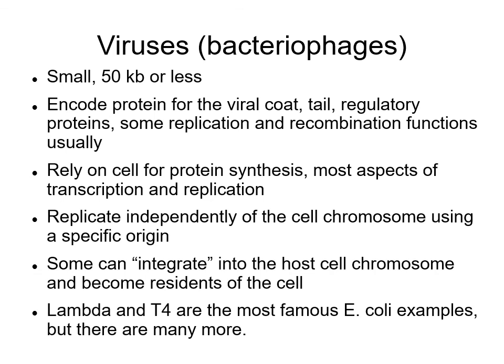They're generally 50 kb or less, but they do encode proteins for their own survival, right? So they need to make a coat and tail capsule, regulatory proteins and things, but they will rely necessarily on the host cell for protein synthesis for sure, and most aspects of transcription, and most aspects of replication. They do replicate independently of the host chromosome during the lytic part of the cycle, but some can integrate into the host chromosome, as we will see. So lambda and T4 are the most famous. P1 is another.